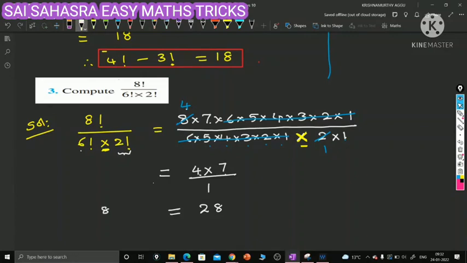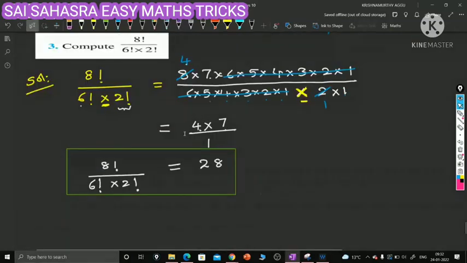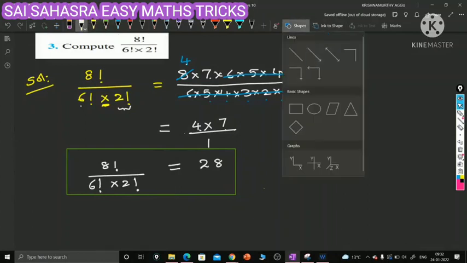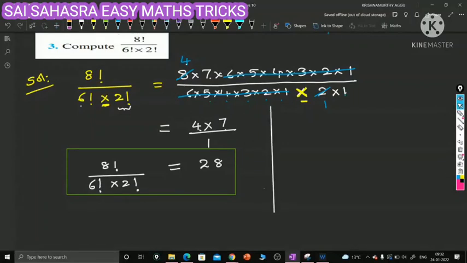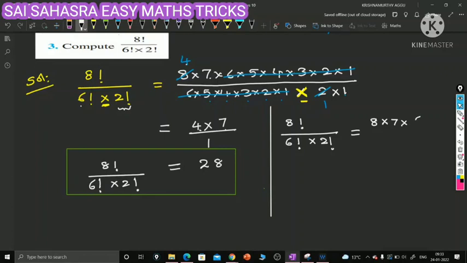Which one? 8 factorial divided by 6 factorial into 2 factorial. The same question, if you want to decrease the steps a little, you can decrease. Same question with a smaller number of steps. In what way? The question is 8 factorial divided by 6 factorial into 2 factorial. Can I write 8 factorial as 8 into 7 into 6 factorial? This is method 2.